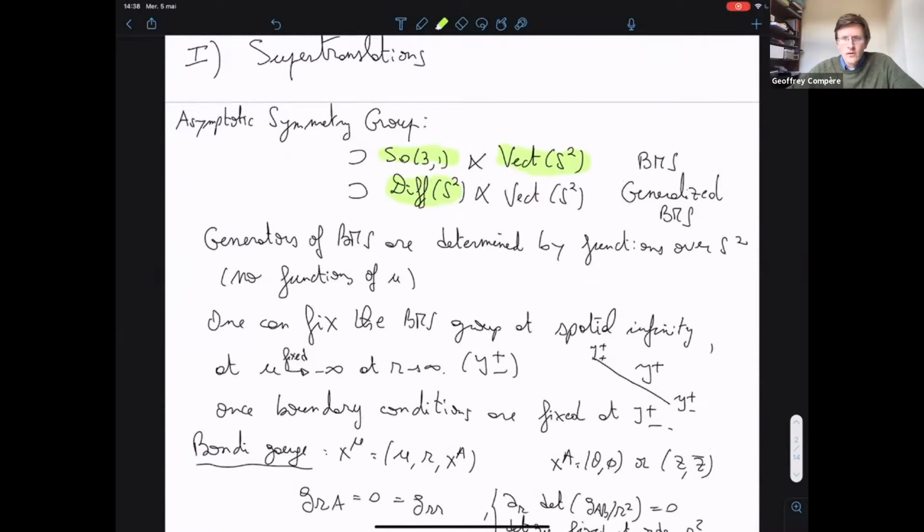It's important for holography because if it's diff S2, the holographic dual has to be a topological field theory, which are really hard to find. And if it's that, it just seems impossible. And if it's the conformal group, the holographic dual could be a conformal field theory. Yeah, I see. But that differs.